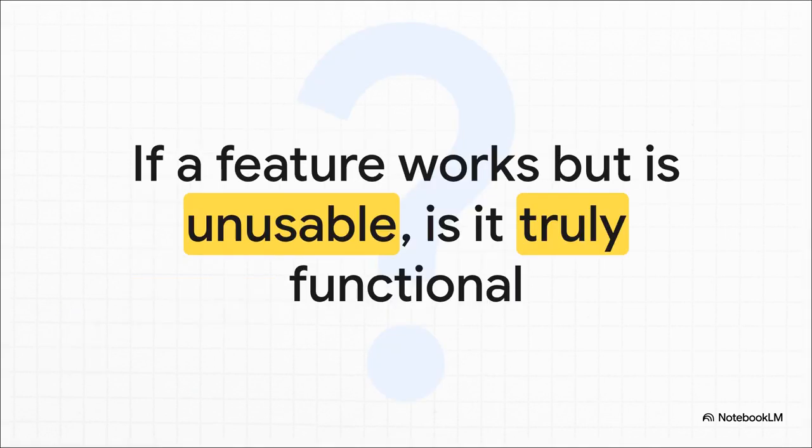And I'll leave you with this little thought to chew on. We've defined functional as making sure something works according to the rules. But if a feature works perfectly, but it's so confusing and frustrating that it's basically unusable, is that software truly functional? It's a good reminder that great software isn't just about what works. It's about what works for people.